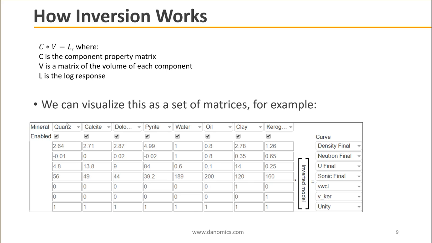Okay, and just to visualize this, here's a simple example. We have our components, so here's each of our minerals and here's the properties of those minerals. Here are the logs that correspond to those properties, so 2.64 and 2.71, 2.87, etc. Those are our density values. Minus 0.01, 0, 0.2. Those are our neutron values, etc. And so this inverted model that we're going to solve for, that's the volume. Okay, so now that we have that visualized, let's move along.